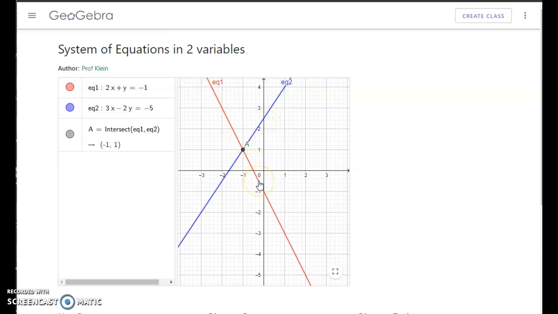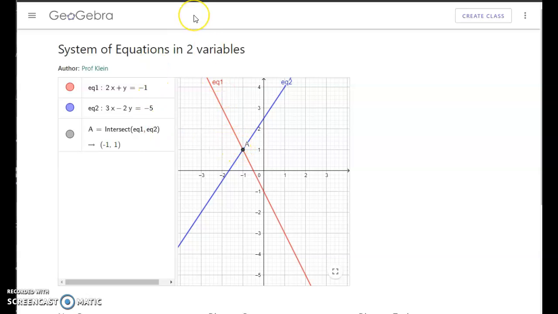A graph is a way of showing the solutions to this equation. So the red line here shows you all the solutions to this equation, and the same with the blue, right? So the solution to this system is the point that satisfies both of these equations. Okay, so when you solve a system of two equations with two variables, you're finding a point.